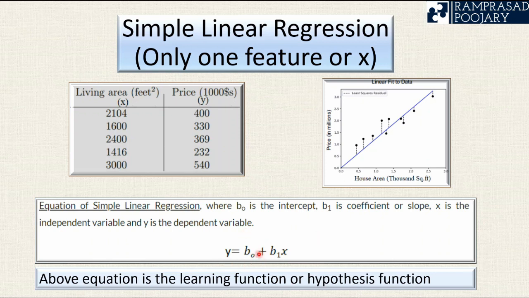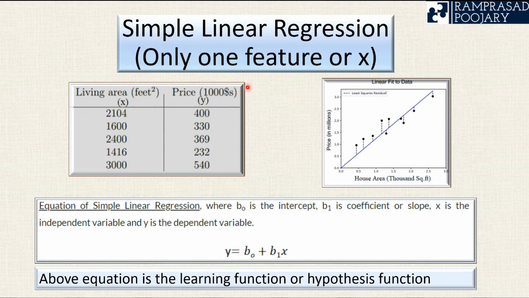Now similar to that, this is the learning function. So b naught is called the intercept, and b1 is the coefficient that we have. b1 decides the slope and b naught decides the initial point or origin. So this is the learning function, and b naught and b1 are the parameters which are to be estimated, while x and y are given here. So we need to get optimal values for b naught and b1.